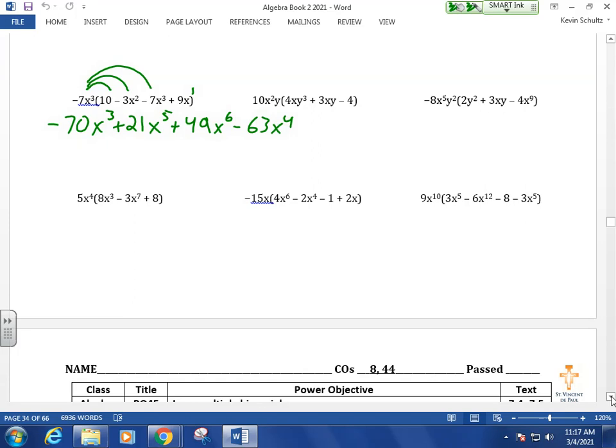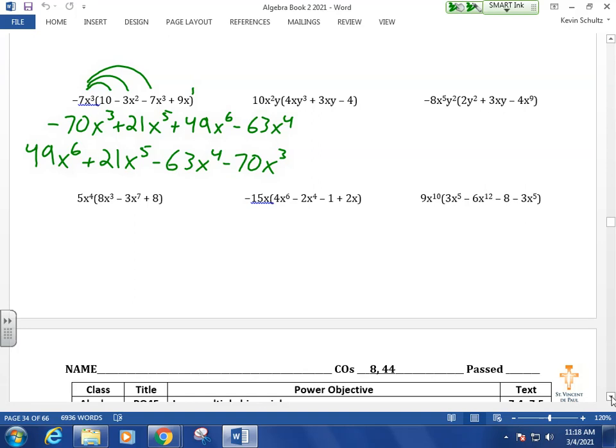So now we just look at it, we reorder it, put it in standard form, greatest to least power. So 49x to the 6th comes first, plus 21x to the 5th, minus 63x to the 4th, and then minus 70x cubed. And that would be your final answer. So nothing really different from the top 2 rows. It's just longer. Okay, more details that you need to pay attention to.